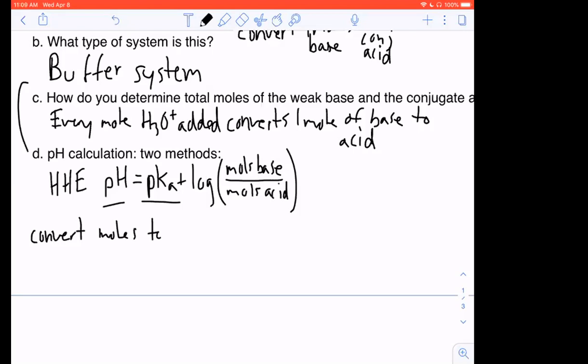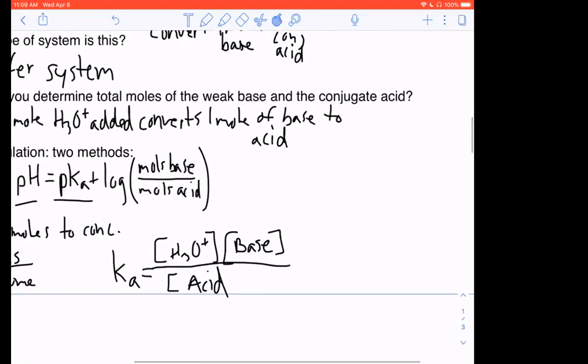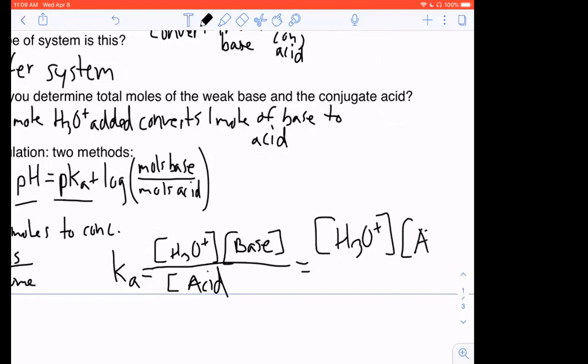To do that, remember, you'll divide moles over the new volume. And then what you'll do is just plug it into this equation where you have Ka equals the concentration of H3O plus times the concentration of the base over the concentration of the acid, which is what you're used to. Another way of writing this would just be equals the concentration of H3O plus times A minus over HA.